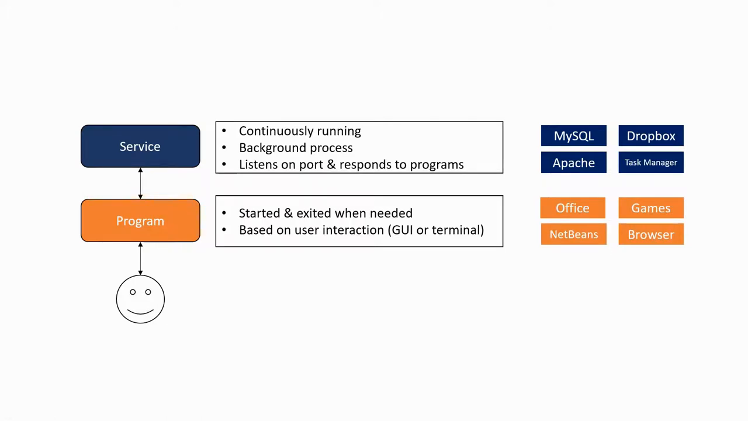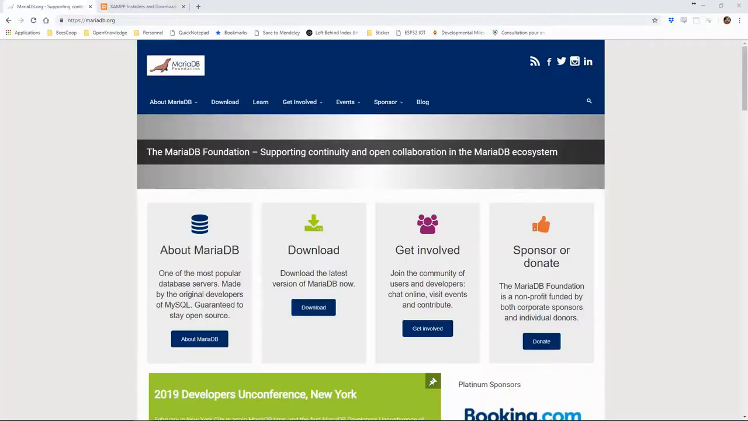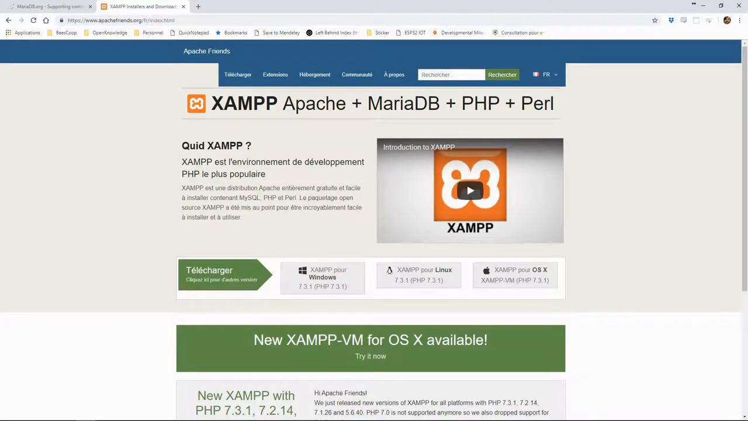There are many services running at any given time on a regular computer, and we usually don't need to worry about them, unless we are trying to create an information system. A very commonly used database system is MySQL, and its open source successor, MariaDB. On Windows systems, it can be easily installed as part of the XAMPP bundle, which also includes web servers, which we will use later.